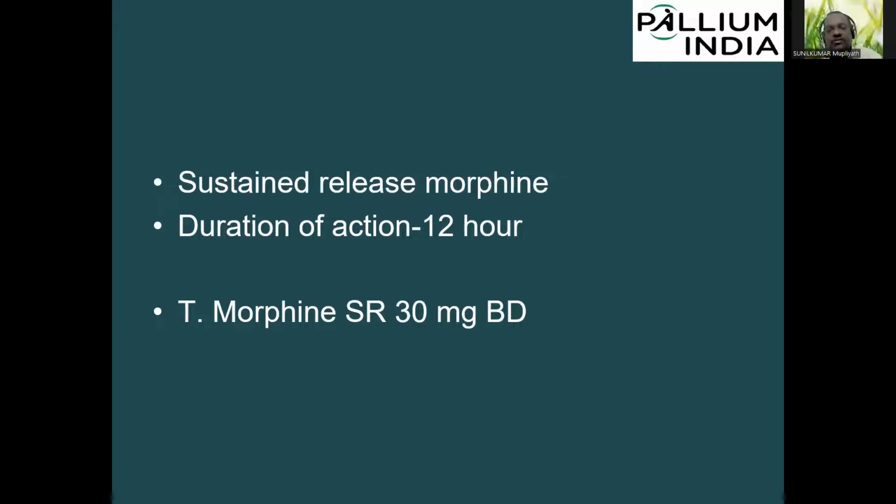Suppose this patient has breakthrough pain, what will you do? Combine it with other drugs. So we have to give immediate release morphine. Yeah. For breakthrough pain, you have to give immediate release morphine. That is the regular morphine, also known as fast acting morphine. So this patient was taking 10 milligram every 4 hourly, isn't it? So you can also give 10 milligram of immediate release morphine as SOS or breakthrough dose.